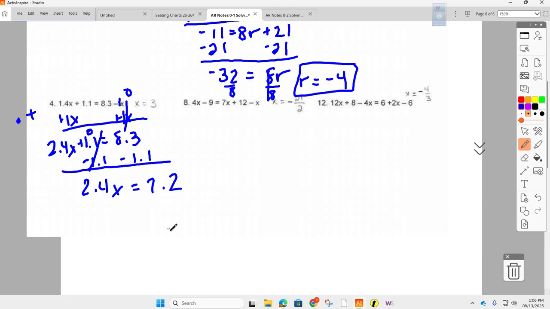So far, so good? And now this is multiplied by that 2.4, so we're going to divide by that 2.4. Everything is exactly the same, even though it's got a decimal in it, but that's the beauty of being able to use our calculator. And I believe that should be 3. Anybody else?